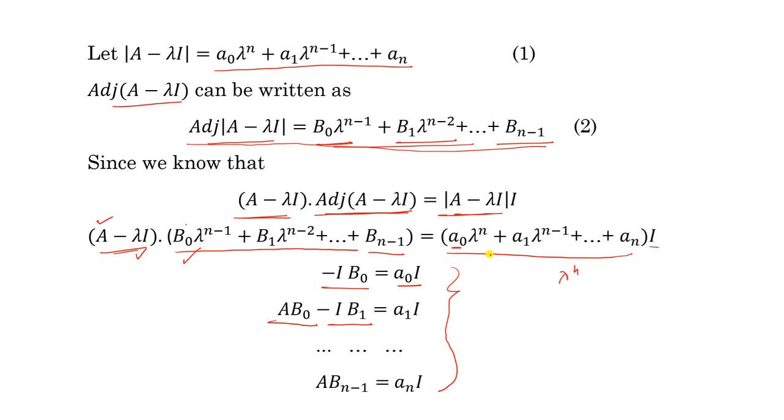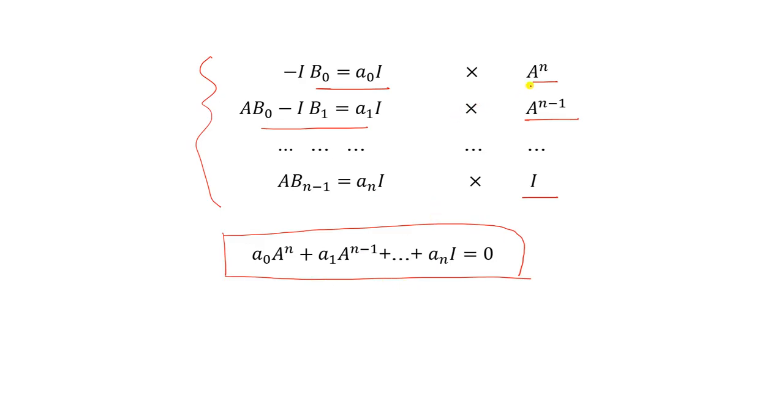and determinant of A minus lambda I here in the right side, and compare the same powers of lambda, coefficients of the same powers of lambda, then you will get these equations. Multiply these equations one by one, first with A raised to power n, the second with A raised to n minus 1, and so on, the last one with I, and add all these things. Then this left hand side will become 0 and the right hand side will give you the required equation.